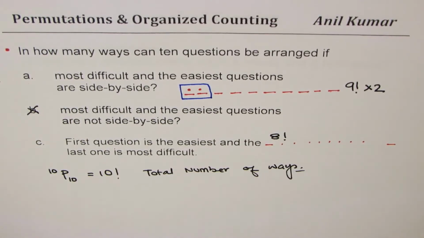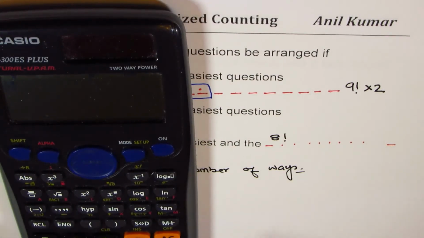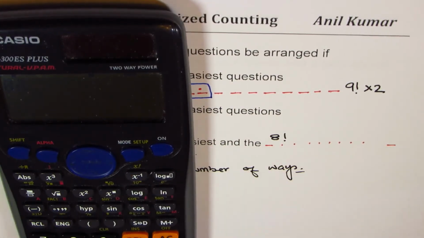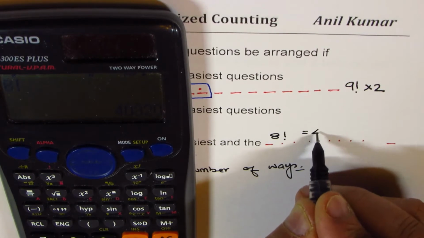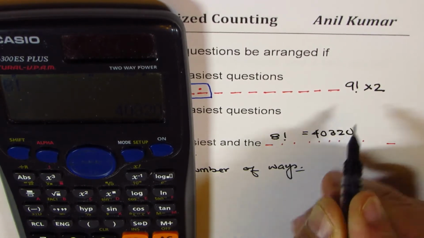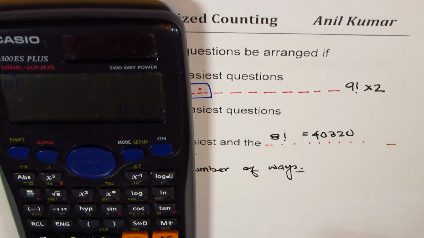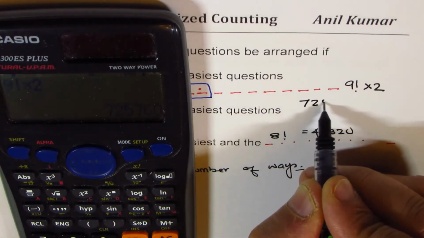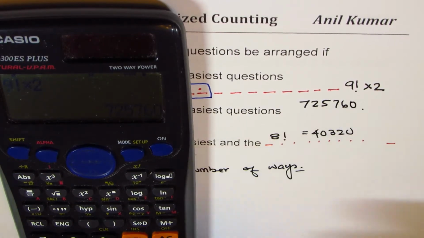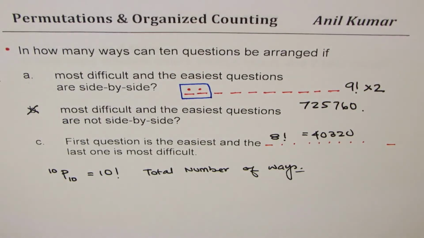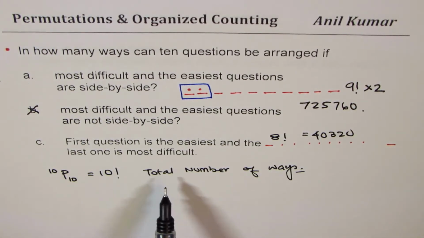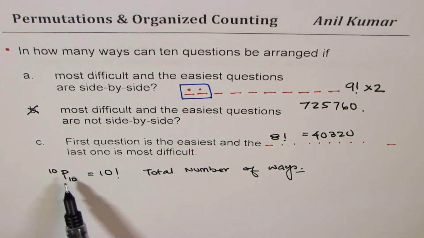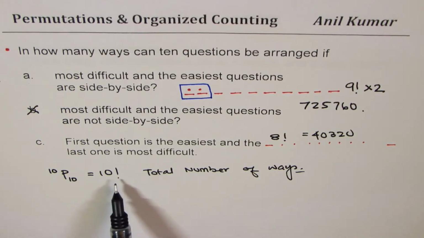So now we can write down these answers. 8 factorial is equal to 40320. And the first one is 9 factorial times 2, which is 725760. Right? So I think there is a misprint here, but anyway, you can understand. If there are 10 questions with no condition, it will be 10 factorial.